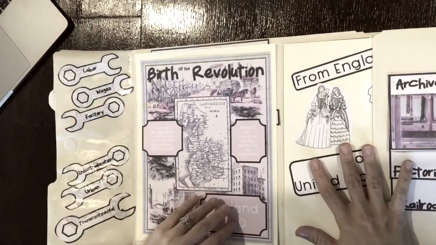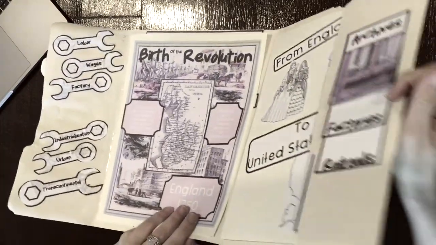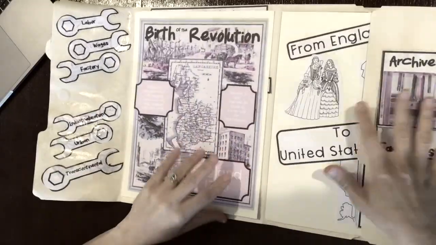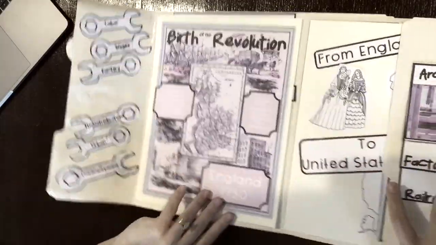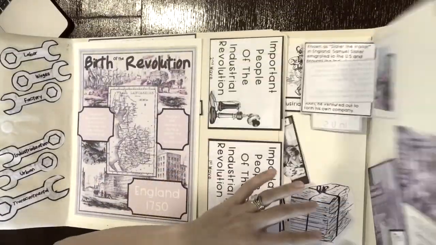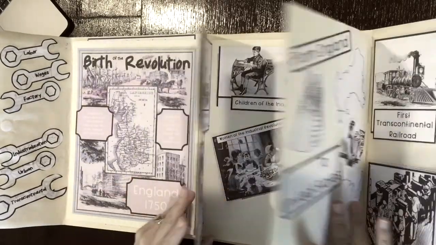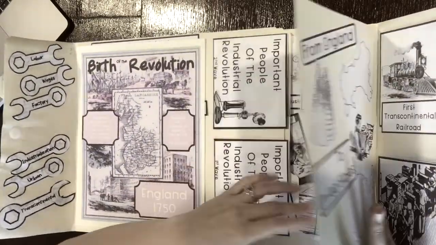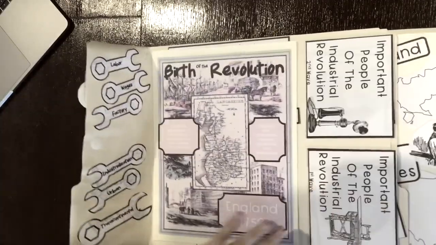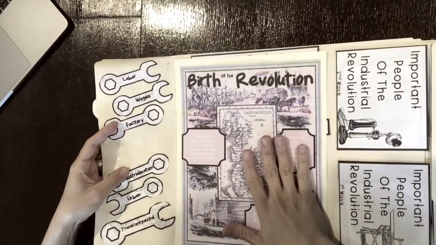For this project you will need two file folders and some extra cardstocks, and let me get that for you right now, three cardstock inserts. Okay, so now let me get you started on this side of the lab book.